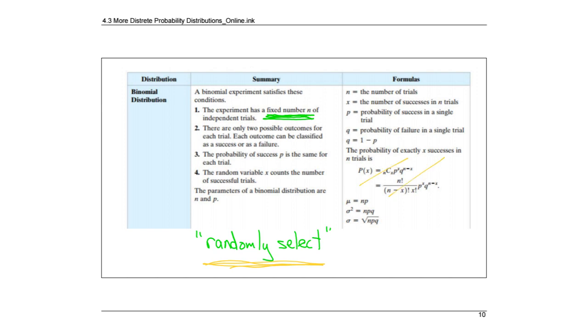We're going to use StatCrunch, but if they ask for the mean, variance, and standard deviation, we do have to use these formulas, the n times p, n times p times q, and then the square root of n times p times q. So that is for the binomial distribution. All right, so let's write. We're going to use StatCrunch, so we'll use Stat, Calculator, Binomial. That's for the probability. For the mean, we're going to go ahead and just use our Casio for the mean, variance, and standard deviation.